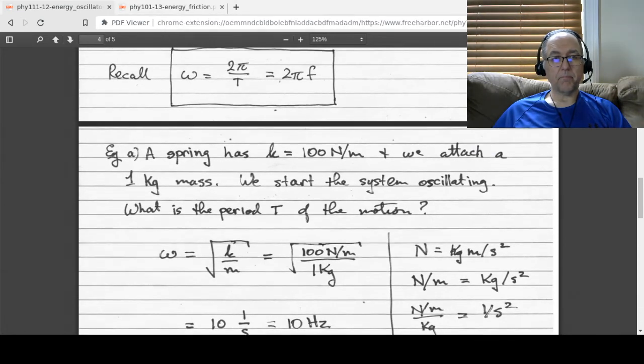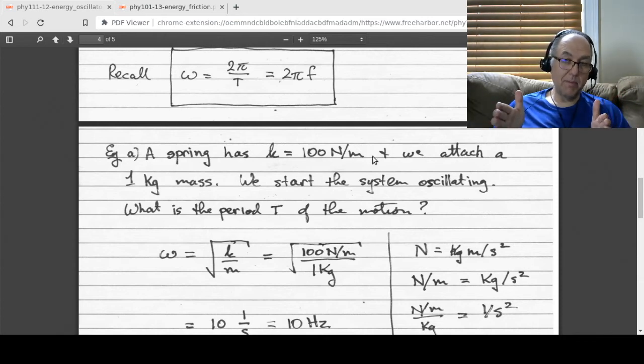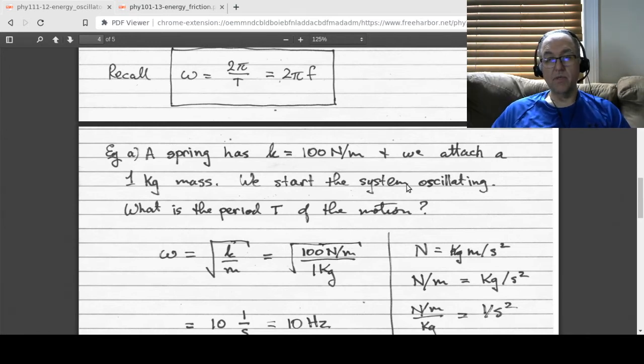Okay, so here we have a spring, and the spring has a spring constant of K equal to 100 newtons per meter, which means that in order to squeeze the spring by 1 meter, you'd have to apply 100 newtons of force, okay? And we attach to that spring a 1 kilogram mass. All right, then we start the system oscillating. Okay, so it's basically the picture that I started the lecture with, but now I've given you some numbers. K is equal to 100 newtons per meter, and M is equal to 1 kilogram.